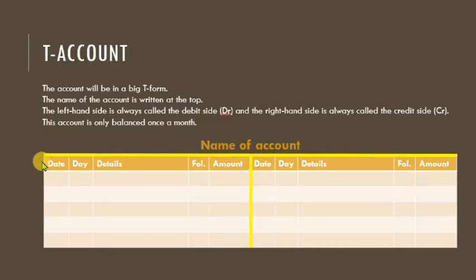Now in your date column, you will have your month and your year. In your day column, you will have the specific day. In the details column, you remember that we always have two accounts in a transaction. Now the one account will be here on top, the name, and the other account name will be in your details column. Your folio, I will show you that, and your amount is the amount that I give you in your transaction. So you have to decide, is it a debit transaction or a credit transaction, and then you record it on the respective sides.